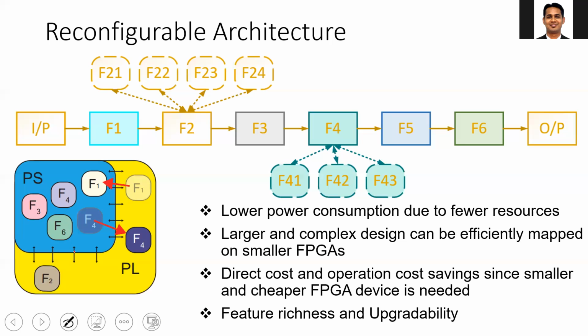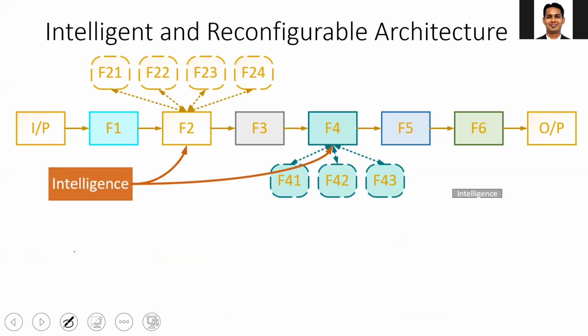But designing the reconfigurable architecture alone is not sufficient, because you can design the reconfigurable architecture, but how will you decide which algorithm to use at what time? You have 4 options for F2. Which to be used at what time, how to decide? That's where you need intelligence inside your architecture. This intelligence will sense your environment and then choose the algorithm accordingly.